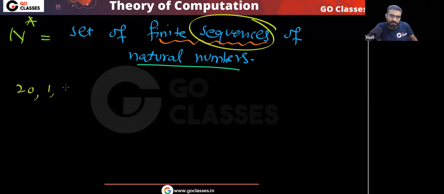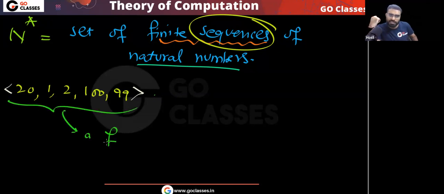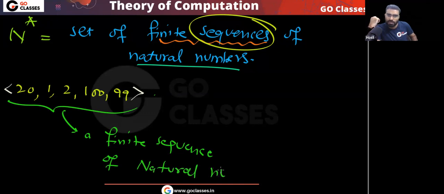Like, for example, tell me, is this a sequence? Look at this and tell me, is this a finite sequence of natural numbers? This is a finite sequence, right? This is a finite sequence of natural numbers. Understood? Did you understand the set? First you understand the set.